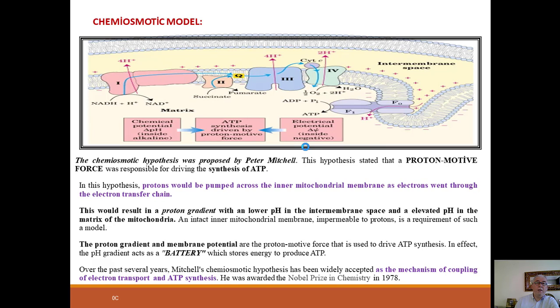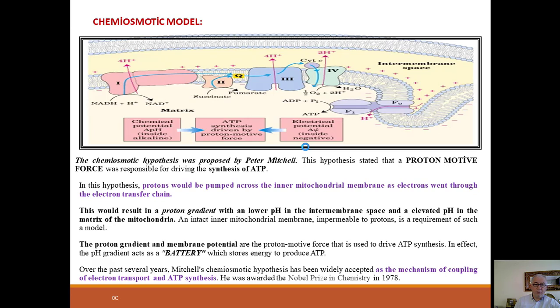And we have to explain ATP synthesis, or oxidative phosphorylation, and we have one theory or model called the chemiosmotic model. The chemiosmotic hypothesis, or theory, was proposed by Peter Mitchell, and this hypothesis is based on a proton motive force being responsible for driving synthesis of ATP. We have to connect the electron transport chain and ATP synthesis, and this theory explains how it is possible.